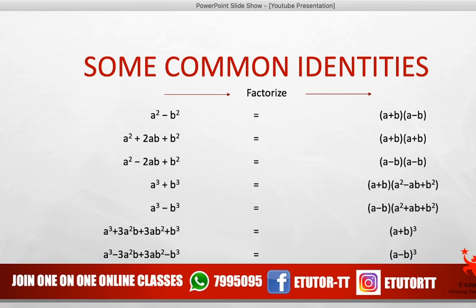So say a was equal to 4, b is equal to 2, you get the answer will be 4 plus 2 times 4 minus 2. 4 plus 2 equals 6. 4 minus 2 equals 2. So then you get 6 times 2. The answer will be 12. So these are some very important identities. And of course there are others, but these are the most common ones.